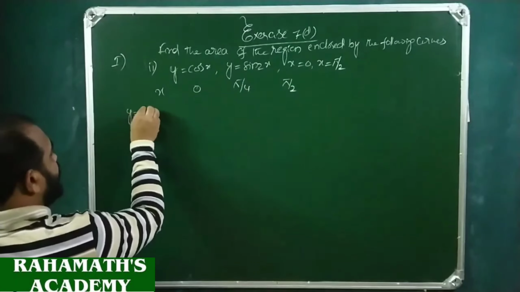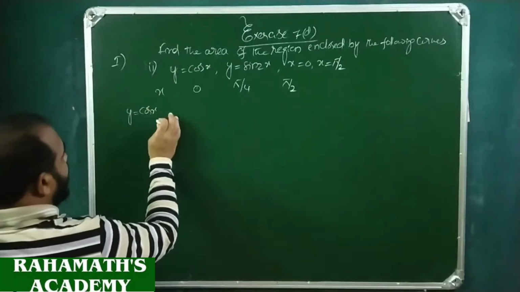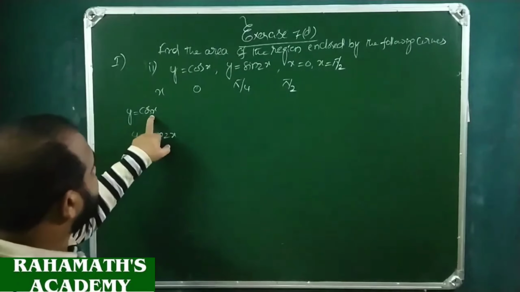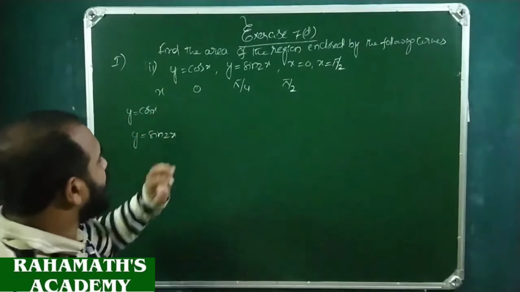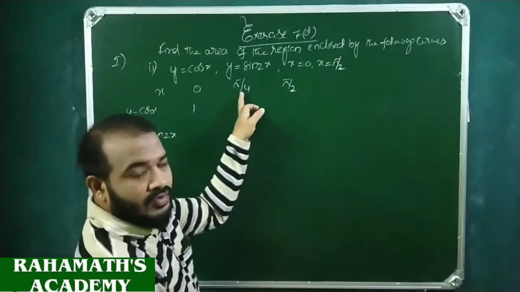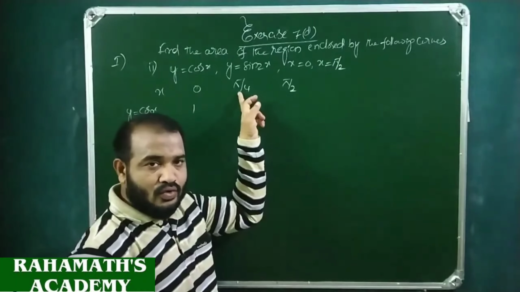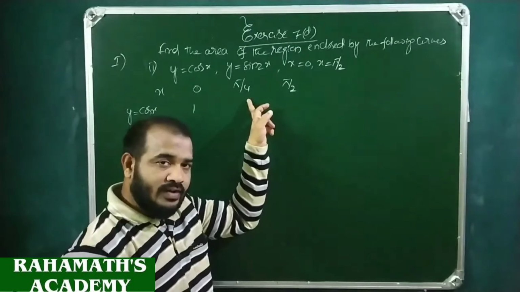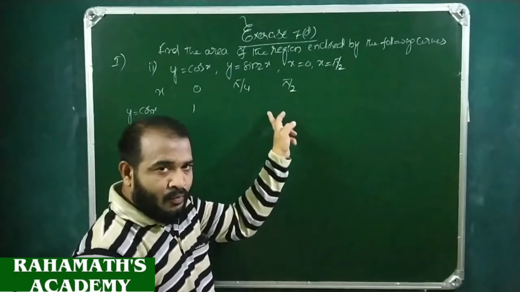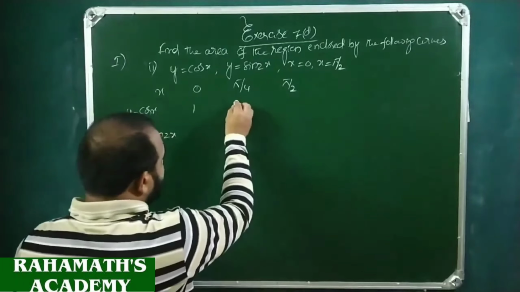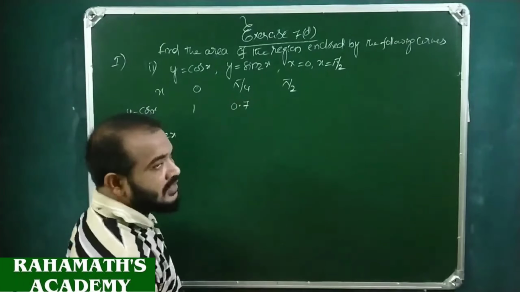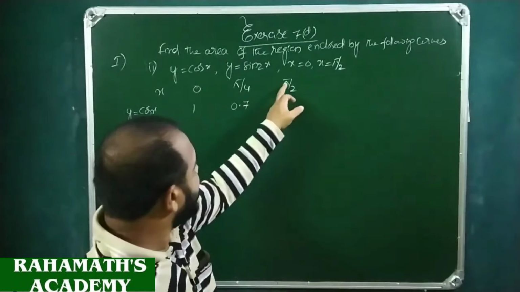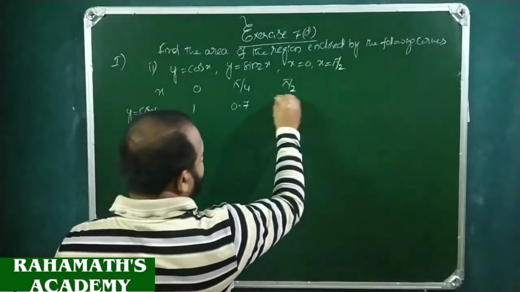I have two curves, y equals cos x and y equals sin 2x. Cos 0 is 1, cos pi by 4 is 1 by root 2, cos 45 is 1 by root 2. Root 2 value is 1.414, and 1 divided by 1.414 is approximately 0.7. And at pi by 2, cos 90 value is 0.